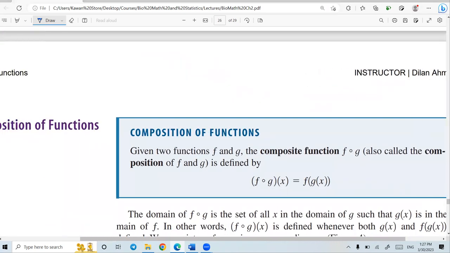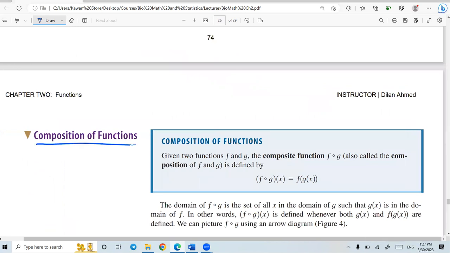In that example, kindly remind me. We stop here. Composition between two functions: how do we compose two functions?